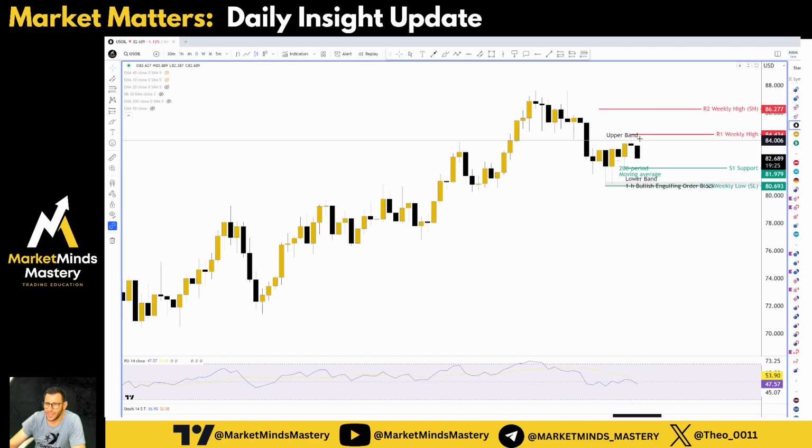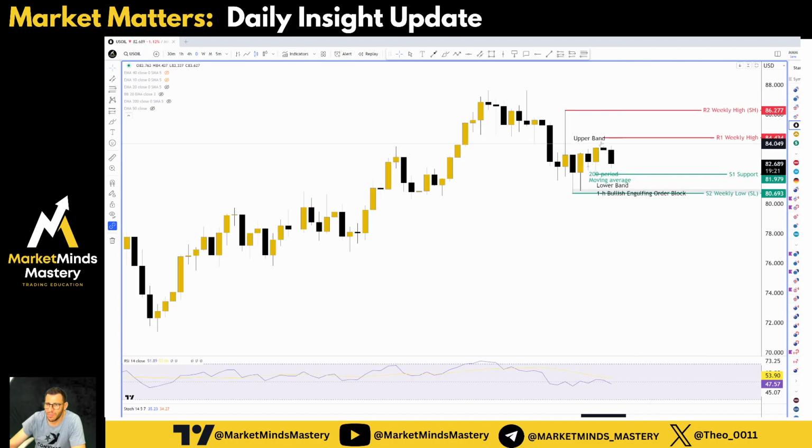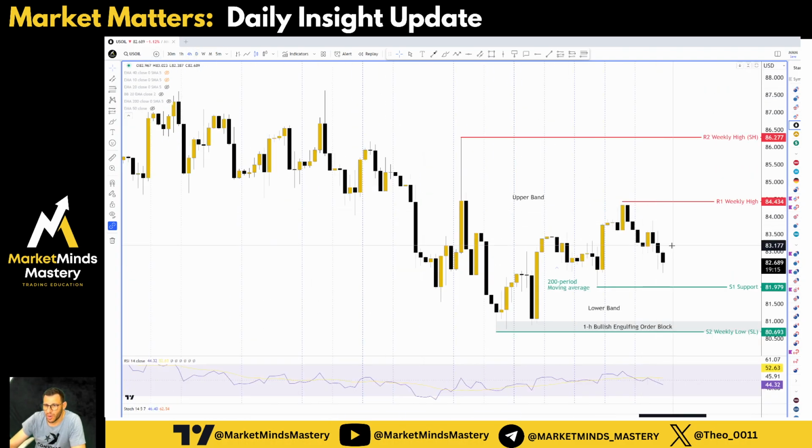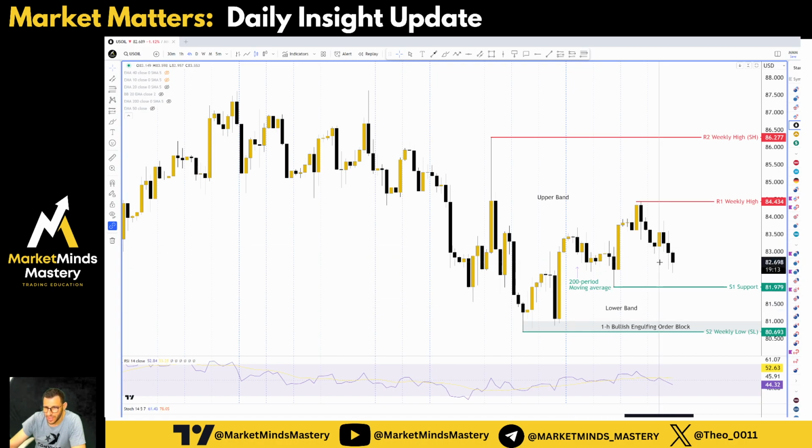The price from this point here declined today. The price action was extremely favorable for some short positions. If we go on the 4-hour time frame, it looks like this.